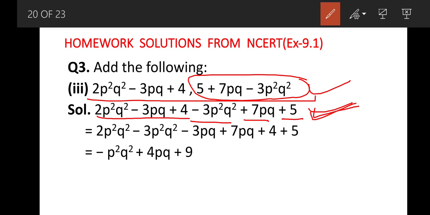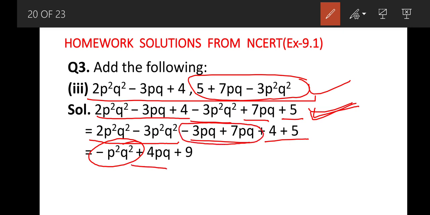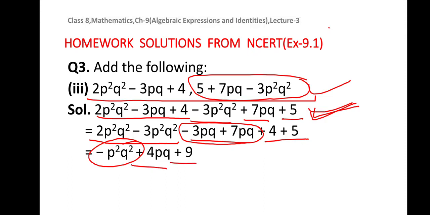So I have written the like terms together now. These two are the like terms, these two are the like terms, and these two are the constant terms. So solving first two like terms, I will be getting minus p square q square. Solving these two, minus 3pq plus 7pq, you will be getting plus 4pq plus 9. This will be your answer of third part.